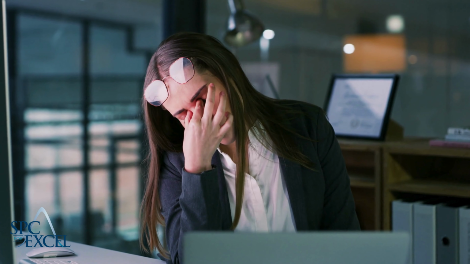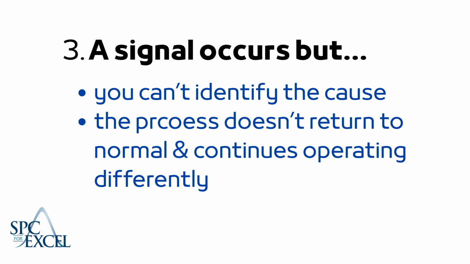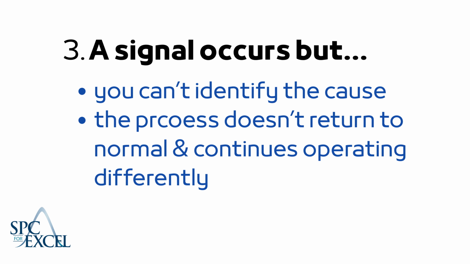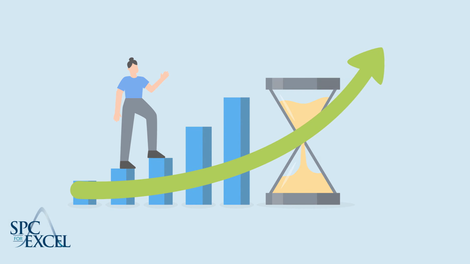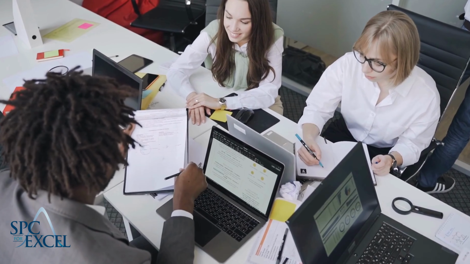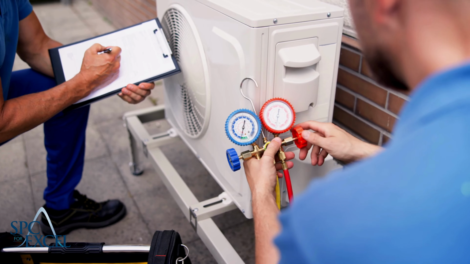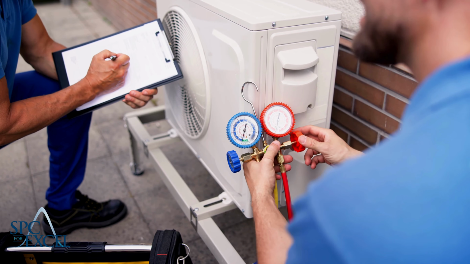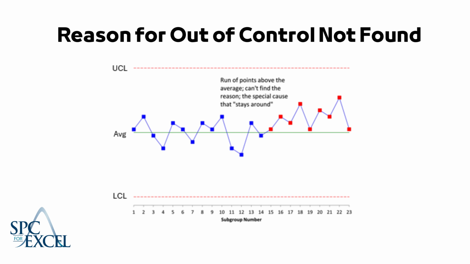The third type is often the most challenging. You detect a signal, but despite your investigation, you can't identify the cause, and the process doesn't return to normal. Instead, it continues operating differently. You might notice a sustained run above the average or a shift in the process mean. At that point, you know something has fundamentally changed, even if you can't yet explain why. It could be something subtle, like a change in raw materials or environmental conditions. In some cases, if the process behavior isn't acceptable, you may decide to adjust the process to bring it back to where you want it.